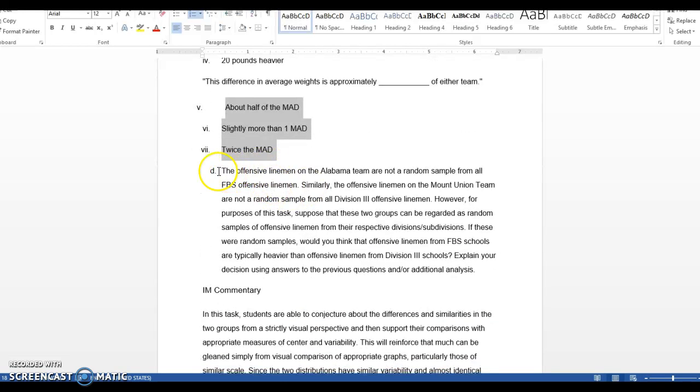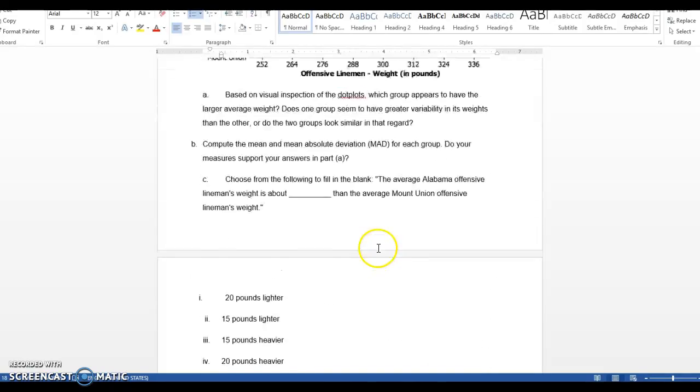This last question was pretty interesting because this is where it makes students think a little bit more beyond the data, where it says, if these were random samples, would you think that the offensive linemen for FBS schools are typically heavier than the offensive linemen from Division 3 schools? Explain your decision using answers to your previous questions and additional analysis.